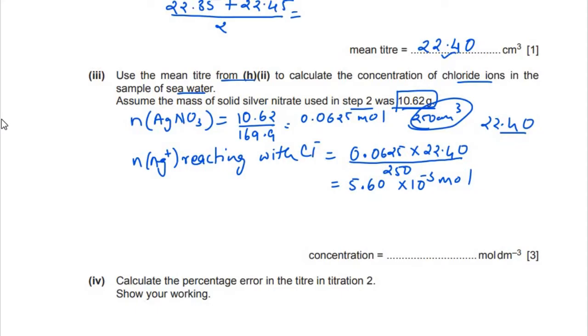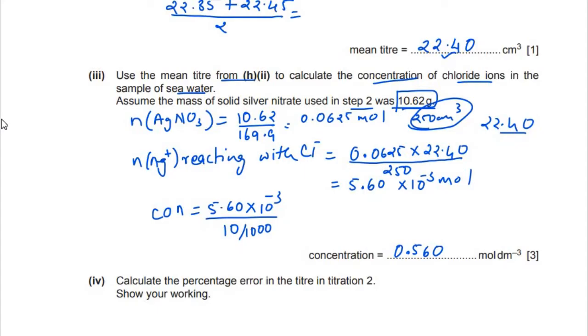Now if you want to calculate the concentration, have a look at the question again. What are we supposed to calculate? Concentration. Here we have got just the moles of chloride ions. So if we have calculated the moles, we need to calculate the concentration, and concentration can be calculated by dividing moles by volume. So moles is 5.60 times 10 power minus 3, divided by the volume we used for the sea water, which was 10 centimeter cube, but we need to divide it by 1000 to convert it into dm cube. If we do this, we get the answer as 0.560 moles per dm cube of concentration. Now you can see that I have written it to 3 decimal places.